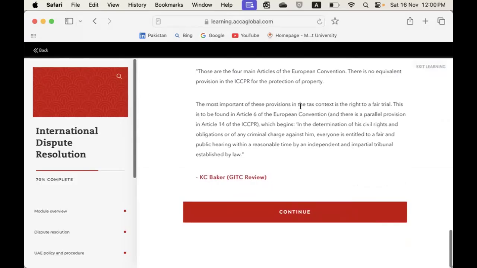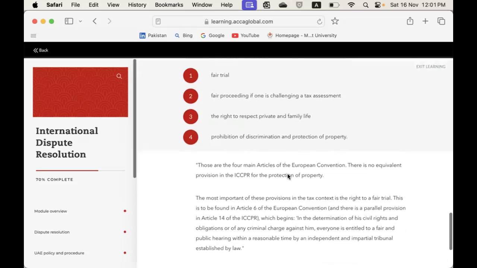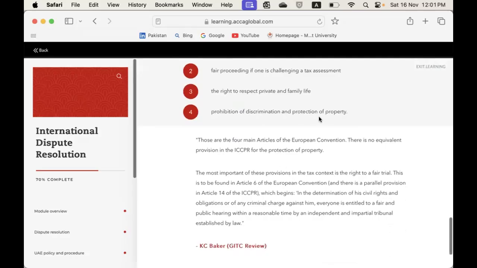The most important of these provisions in the tax context is the right to a fair trial. This is to be found in Article 6 of the European Convention, and there is a parallel provision in Article 14 of the ICCPR, which begins, in the determination of his civil rights and obligations or of any criminal charge against him, everyone is entitled to a fair and public hearing within a reasonable time by an independent and impartial tribunal established by law. So basically, we should remember these four points under the human rights conventions: fair trial, fair proceedings if one is challenging a tax assessment, right to respect for private and family life, and prohibition of discrimination and protection of property.